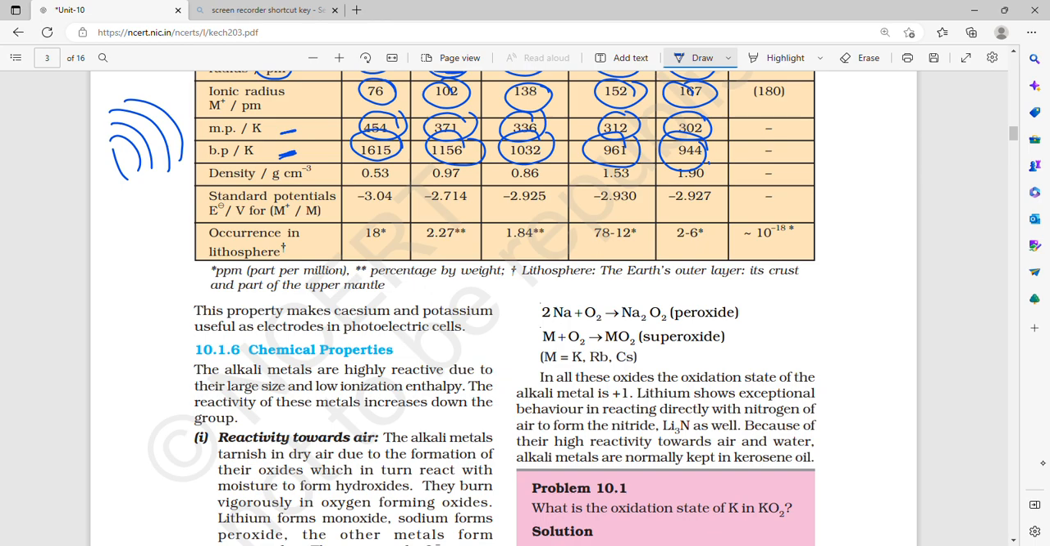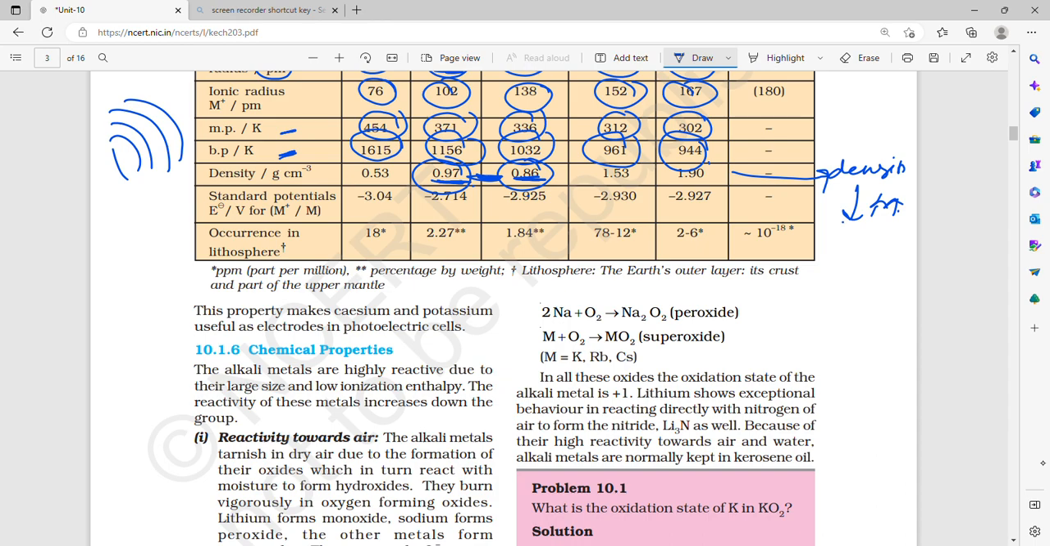Now density. With the exception of sodium and potassium, we can see that the density increases from lithium to cesium. So down the group, the trend of density is that it increases. Okay, it increases, but the exception is sodium and potassium, in which sodium has a higher density than potassium. So this is an exception.